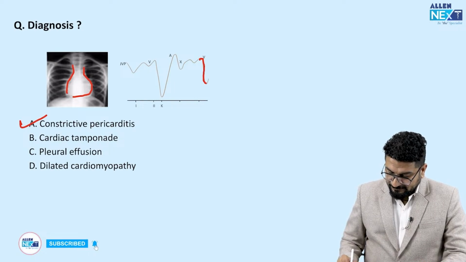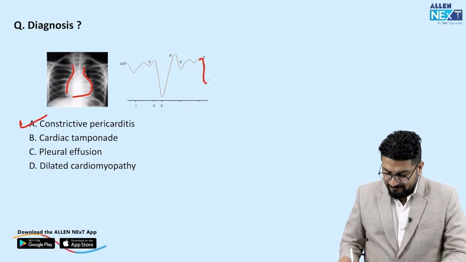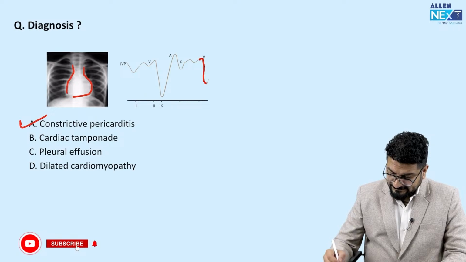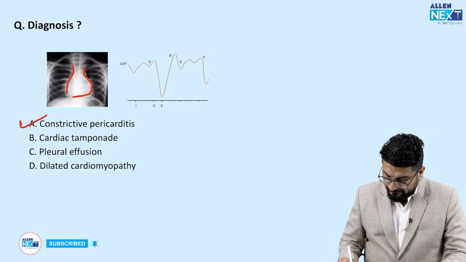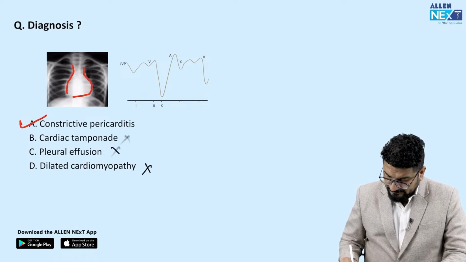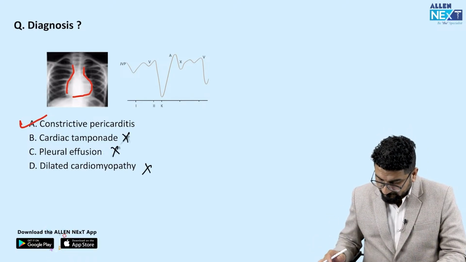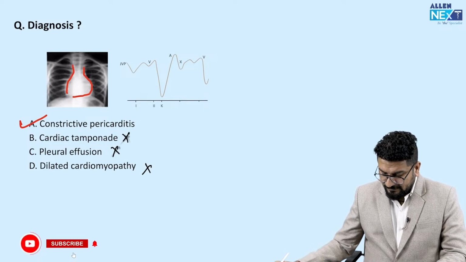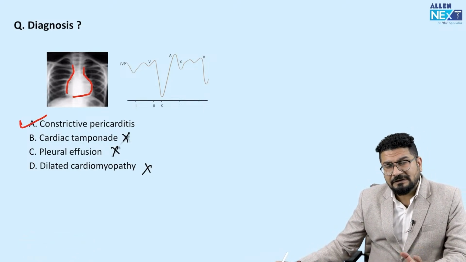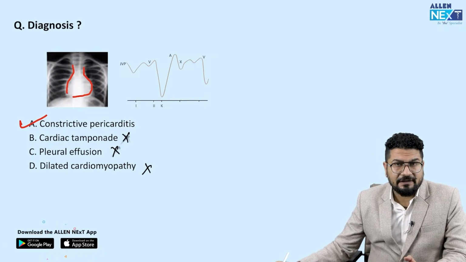I know many of you are answering this to be cardiac tamponade. So understand this, in cardiac tamponade, what will you see? You will notice there will be a prominent X descent. It is not effusion. It is not a case of DCMP because you will see cardiomegaly here. And whenever you see Kussmaul sign, Kussmaul sign is more classical for constrictive pericarditis. That's very, very important.